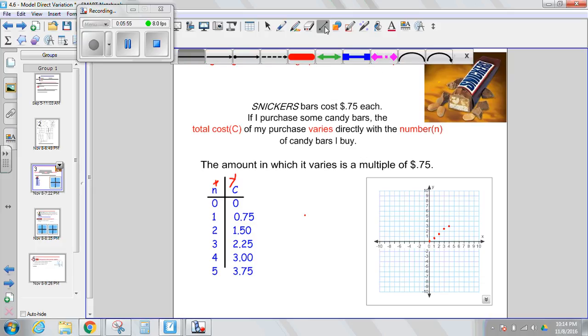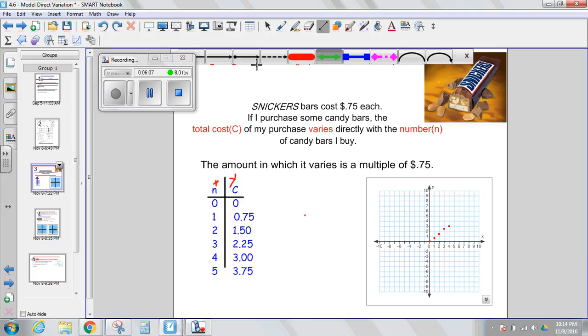And no, we can't do that. You're not going to go in and buy negative candy bars, and you can't spend negative money. So, oopsie, I don't want that line. The line that we want is going to start at 0, 0 here and go through each of those points. Now we can buy as many candy bars as our little hearts desire, and our cost will just keep increasing. So there's an arrow on this side and there's not an arrow on the other.